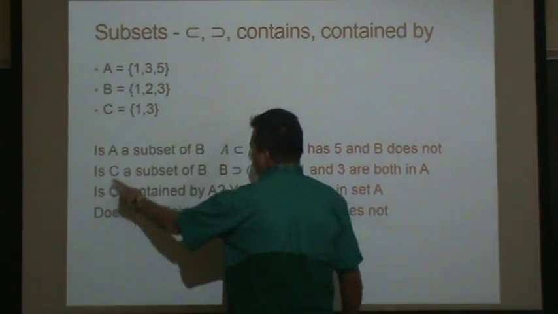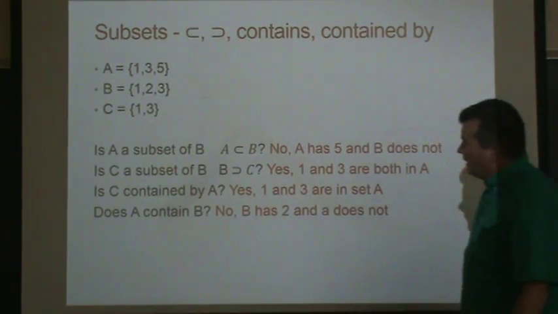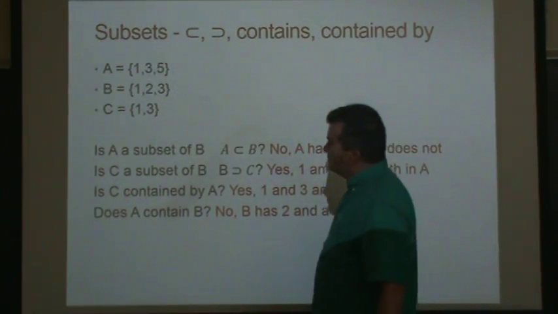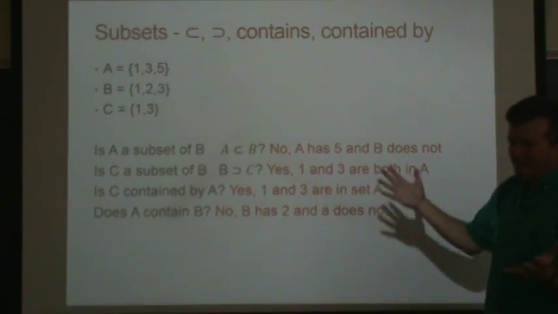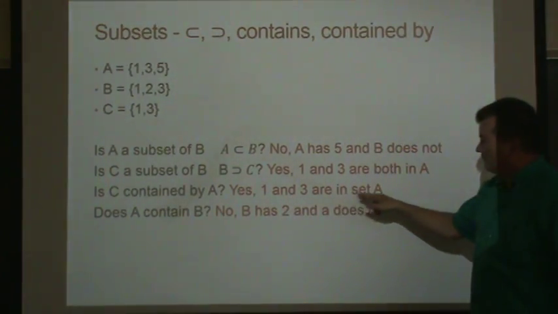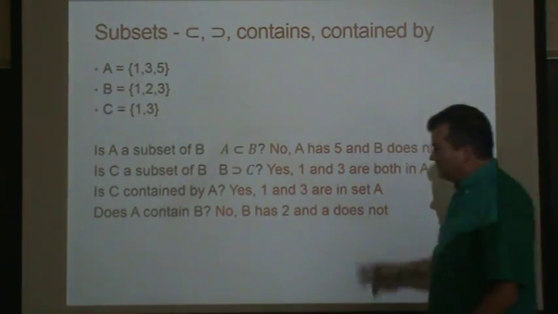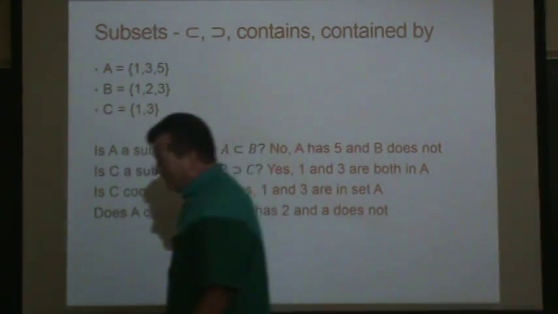Then we could ask the question, is C a subset of B? And we could write it the other way around. We could say B is a superset of C. And the answer to that one would be yes, because 1 and 3 are both in B. Then is C contained by A? Contained is just another way of saying is a subset of. And the answer is yes, 1 and 3 are both in set A. And then another way of saying it is, does A contain B? Is B a subset of A? And B has a 2. So is B contained in A? And it's no, because B has a 2.